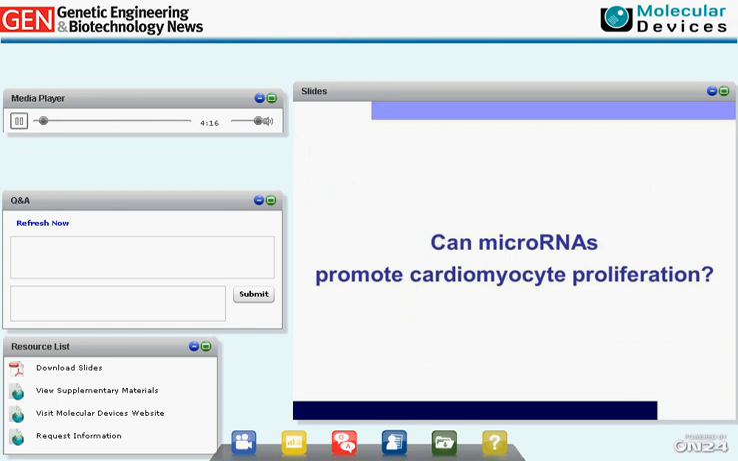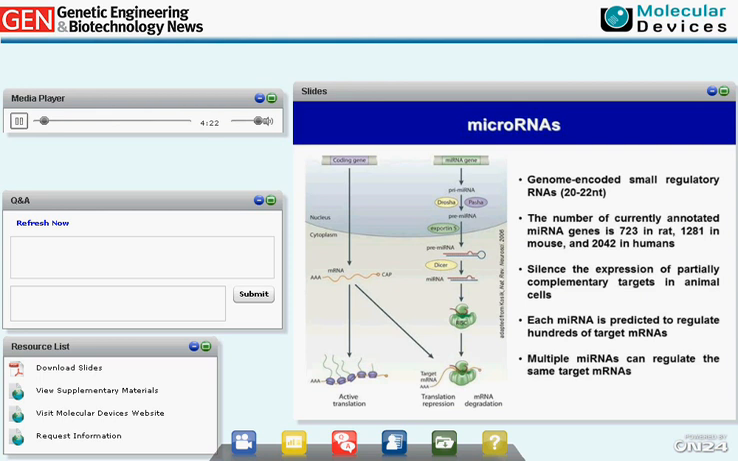So our starting question was, can microRNAs promote cardiomyocyte proliferation? MicroRNAs are a class of genome-encoded small regulatory RNAs. There are about 2,000 microRNAs identified in humans, slightly less in mouse and in rats, and they silence the expression of partially complementary target messengers. One very important thing is that each microRNA is predicted to regulate hundreds of target messengers. And on the other hand, multiple microRNAs can regulate the same target messenger.